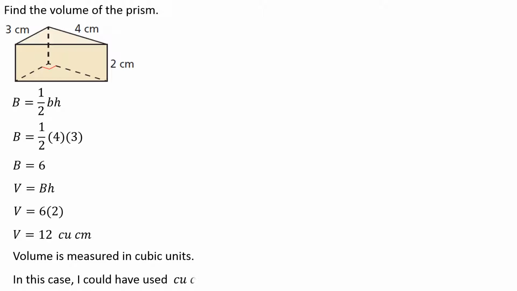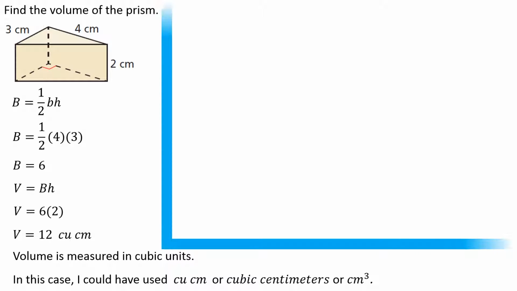So I could have claimed cubic centimeters using abbreviations. I could have been wild and crazy. I could have written it out, cubic centimeters. Or if you like to use a little exponent, we use 3 for cubic. Centimeters cubed.